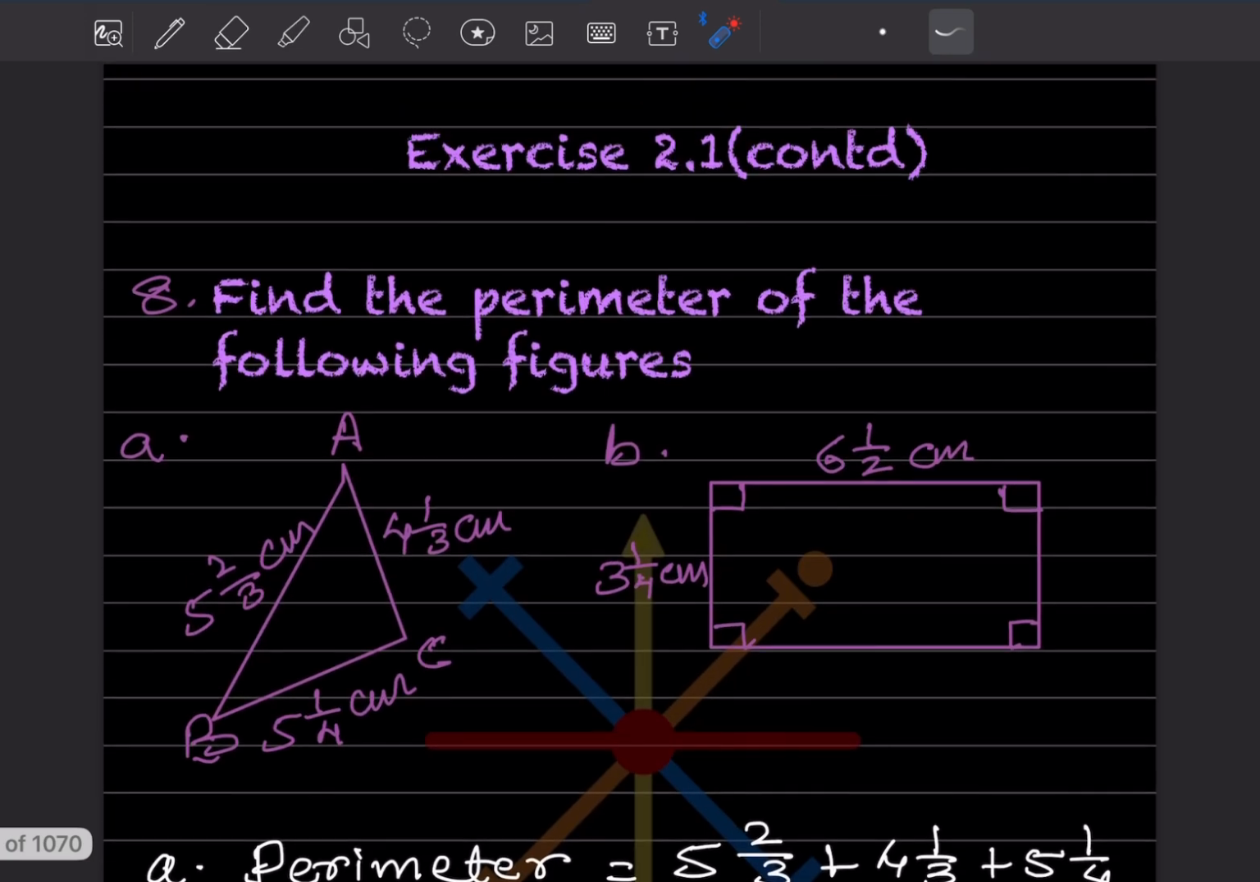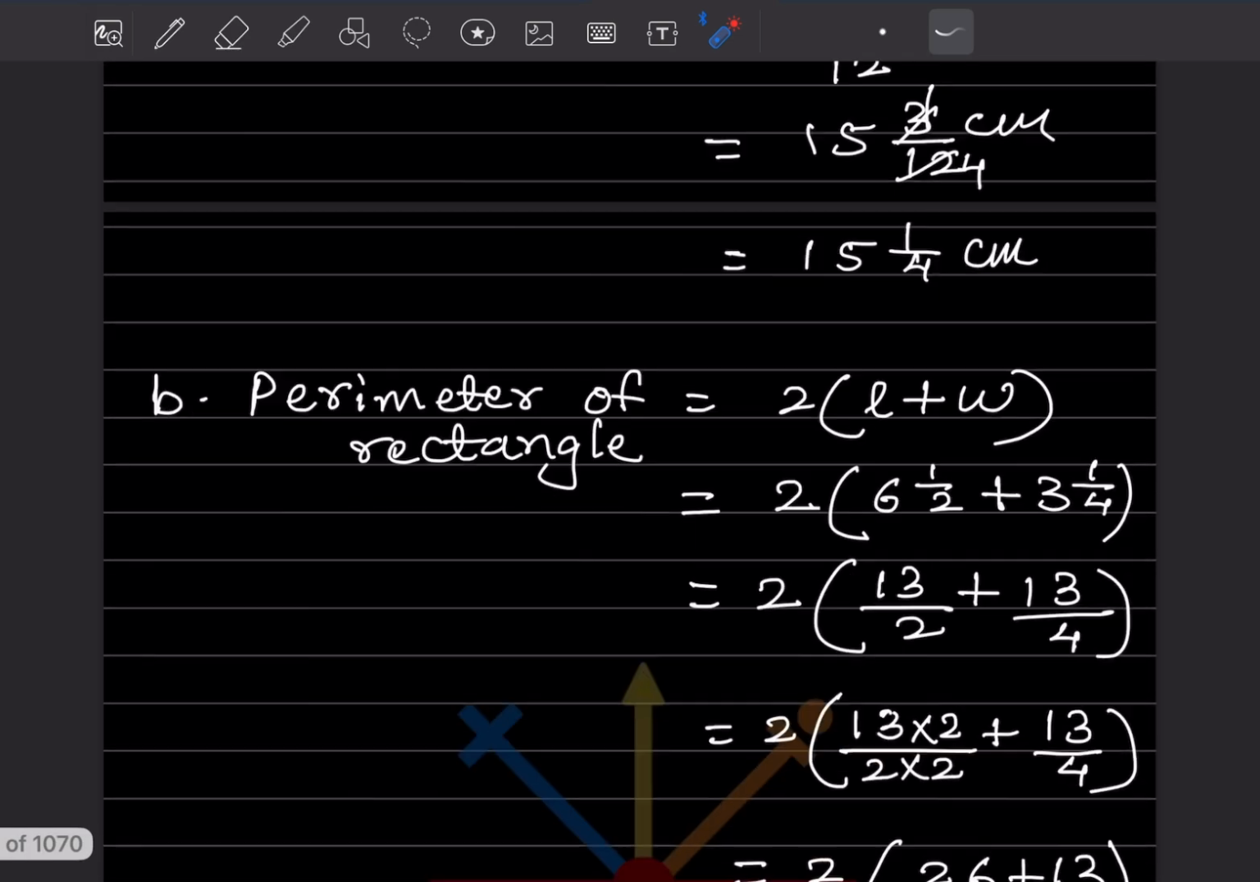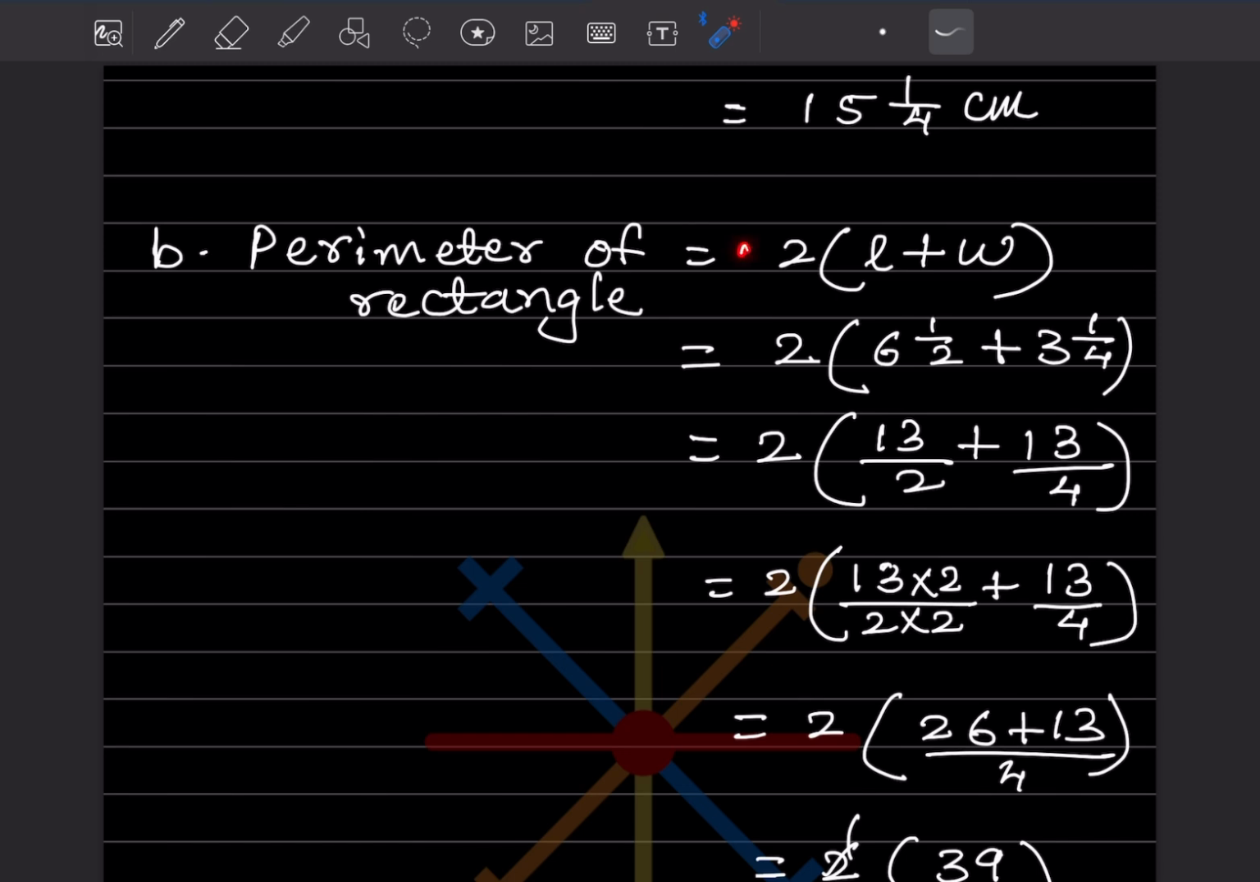Now let us see this figure. This is a rectangle. The perimeter formula for the rectangle is twice into length plus width, or you can also call the width the breadth. So this is the breadth of it and this is the length of it. We are going to use this formula. So that is 6 integer 1 by 2 plus 3 integer 1 by 4. Again this is a mixed fraction, so make it improper. So this will be 13 by 2 and this is going to be 13 by 4.